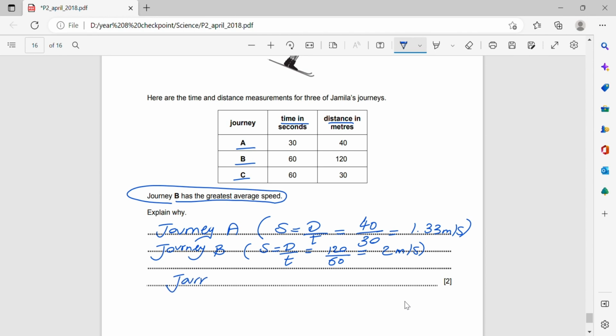The journey C, distance over time. What's the distance? 30 over 60 equals 0.5 meter per second. So if we look at the results, we'll find that journey B has the highest value here, which means it has the greatest average speed, because journey A and C have less average speeds.